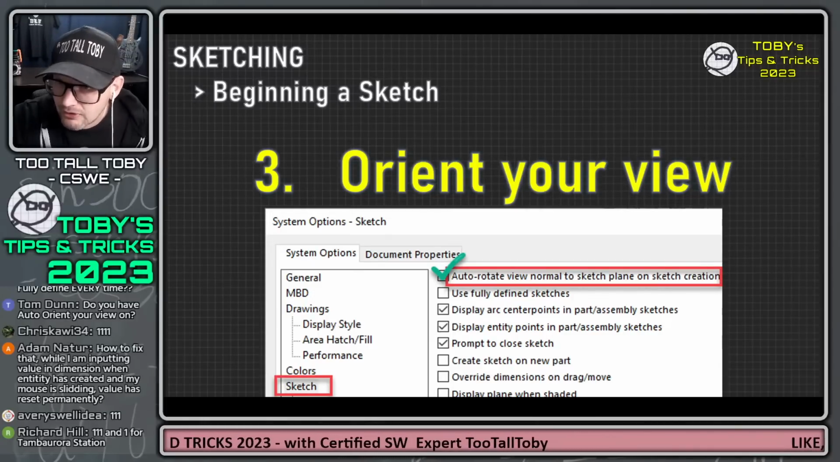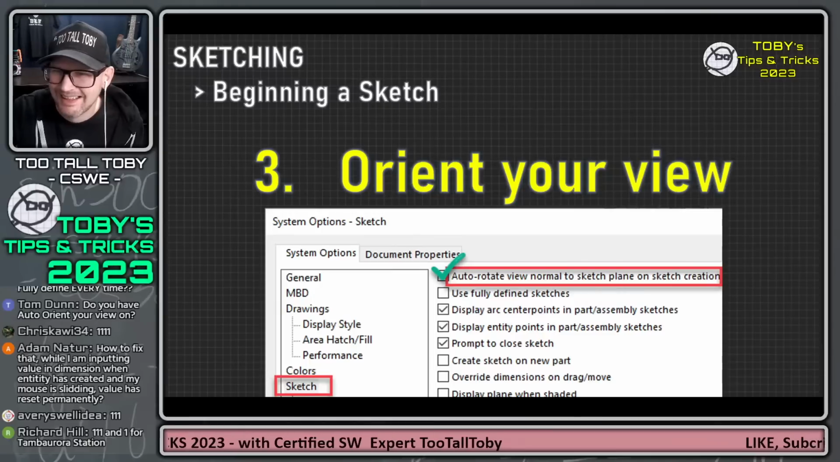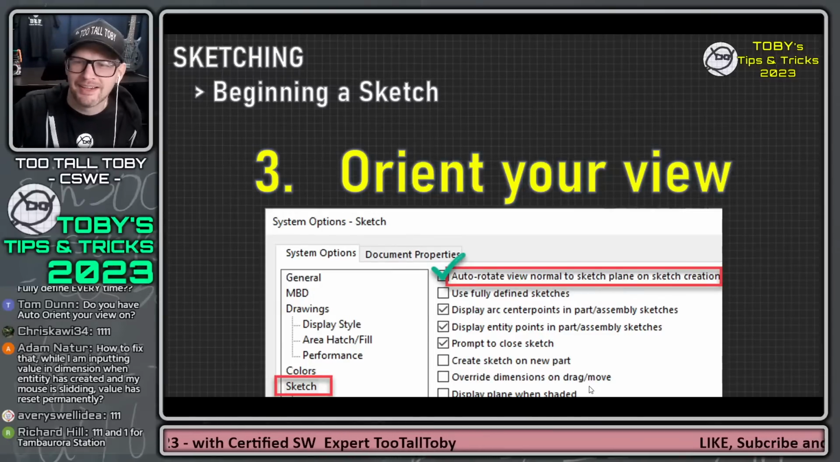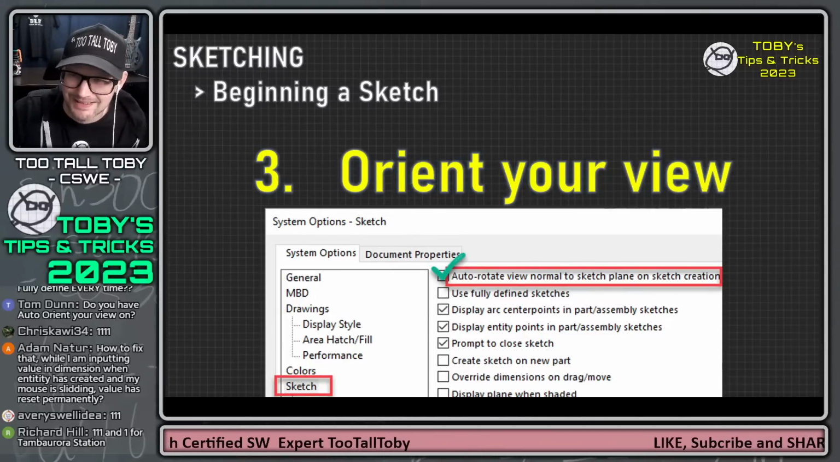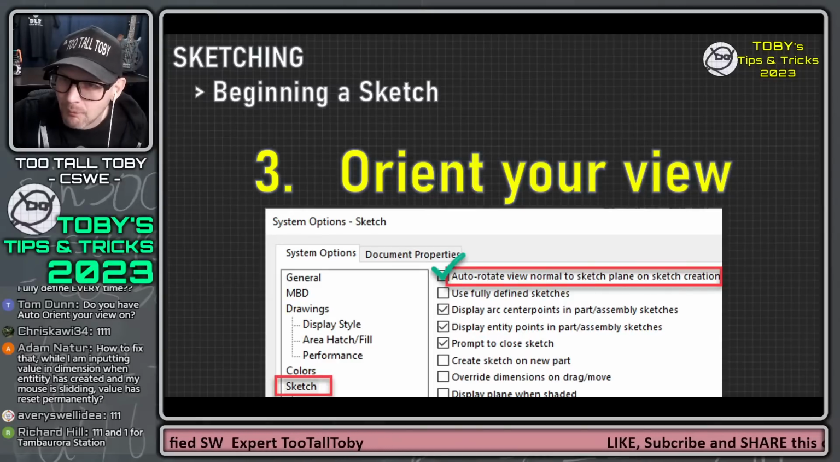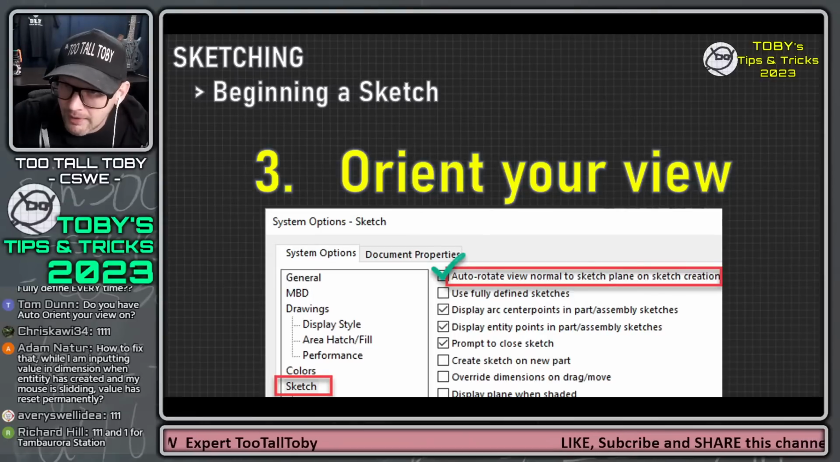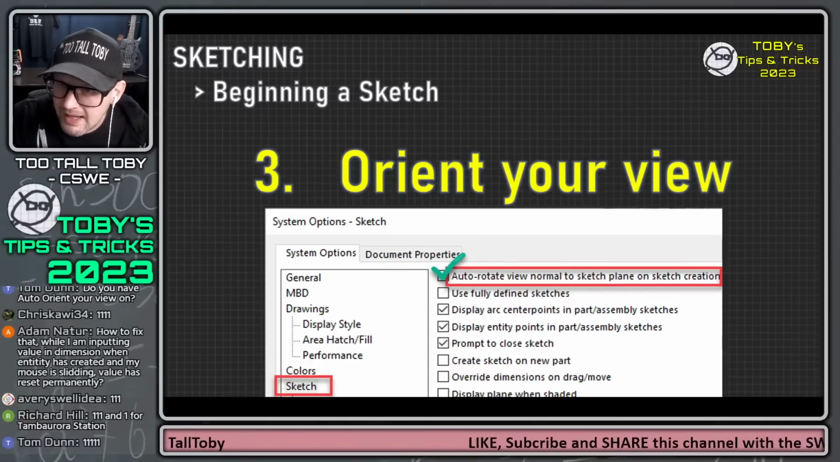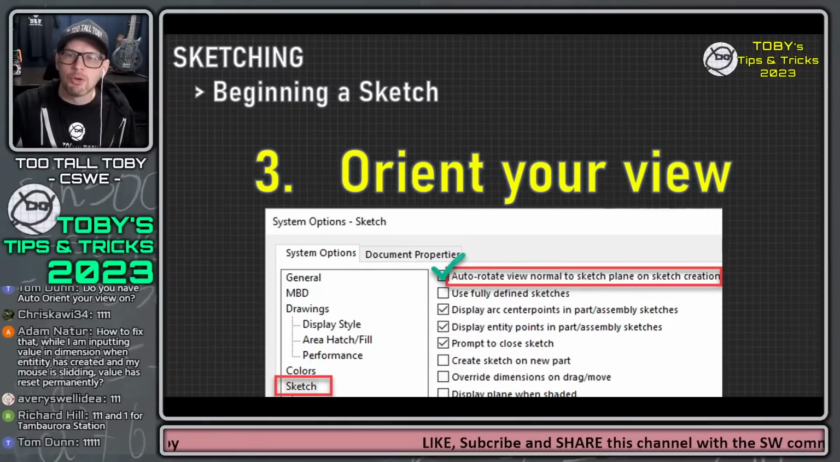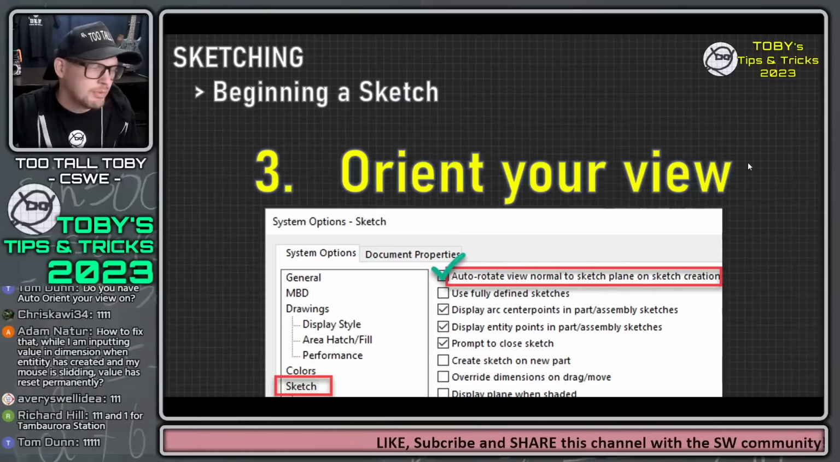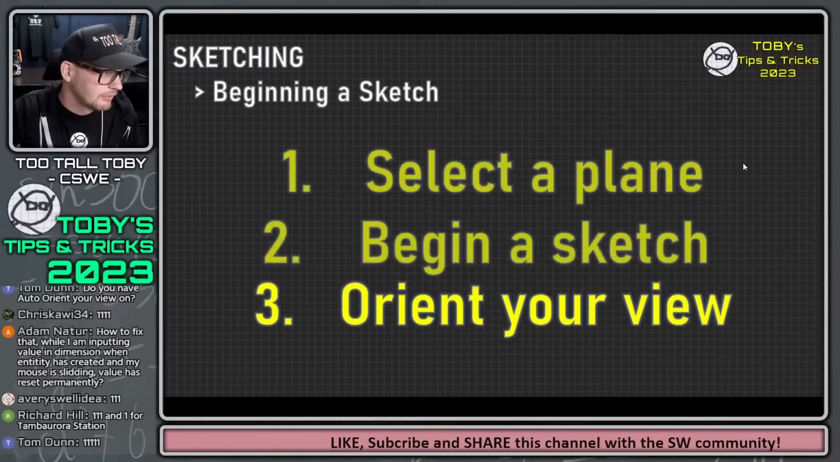And let's see here. I like Richard says 111 plus an additional one for Tambour Station. Okay, good. Adam says, how do I fix that? While I'm inputting value for dimension when entity is created, my mouse is sliding, value resets permanently. Yeah, we'll talk about that as well. Great question, Adam. We will get there in just a moment.